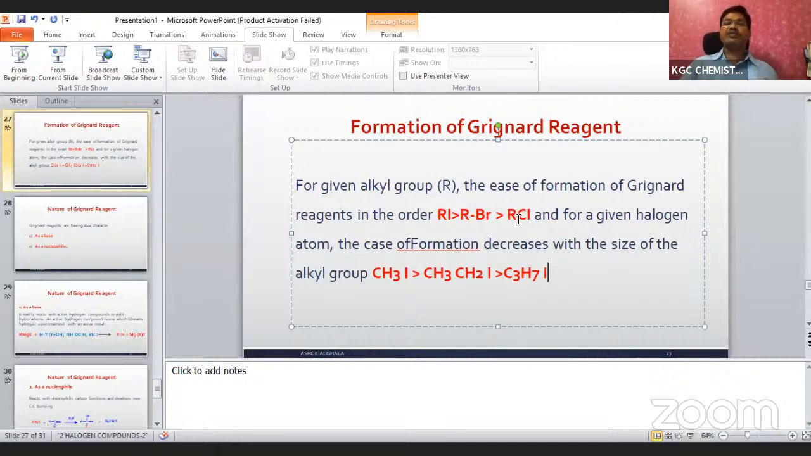This is more reactive than the alkyl halides, alkyl chlorides. In the case of the formation of the Grignard reagent, with the size, suppose the methyl group is there, ethyl group is there, propyl group. The same halogen atom, but different alkyl groups are there. With increasing size of the alkyl group, the reactivity will decrease. The ease of formation of the Grignard reagent decreases. That is, methyl magnesium iodide is easily formed when compared to ethyl magnesium iodide. It is easily formed when compared to propyl magnesium iodide.